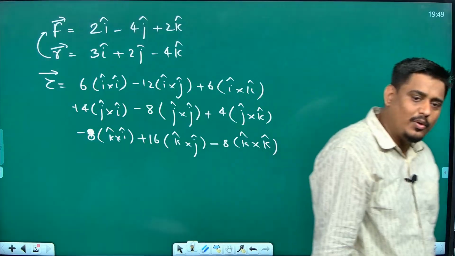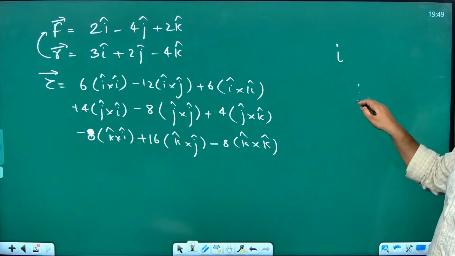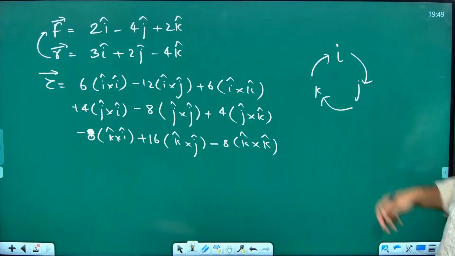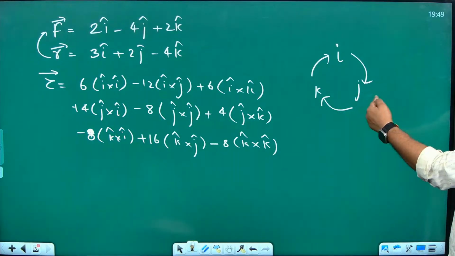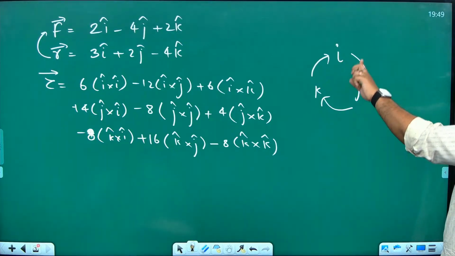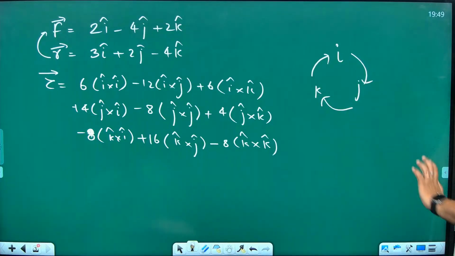I hope you know i cross i is 0, j cross j is 0, k cross k is 0. I hope you remember this i, j, k circle. You remember this? That is i cross j is k, j cross k is i, k cross i is j. And i cross k is minus j, j cross i is minus k, k cross j is minus i. Now let us solve by that method.